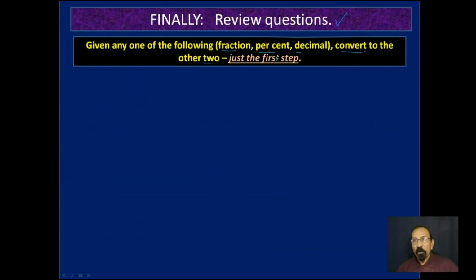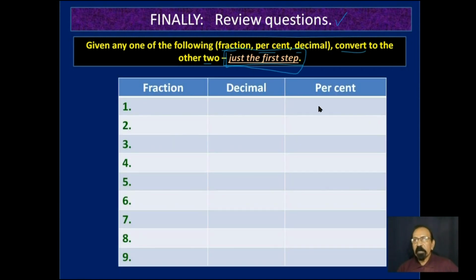For this exercise, we are just going to take the first step, not to reduce a fraction and so on, just the very first thing that you would do. So here we go. We have a table. I will fill in the first one and we will see what the other two are. So let's begin with percent because we were just dealing with percent. 45%. As a decimal, we will divide by 100, but we will keep it in a decimal format. So we will shift the point 2 places to the left. So you get 0.45.